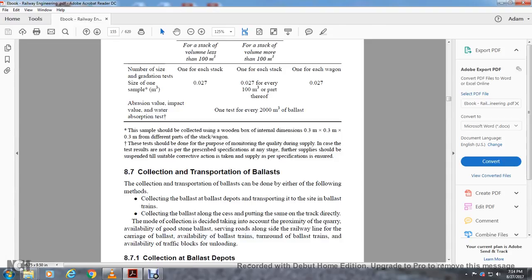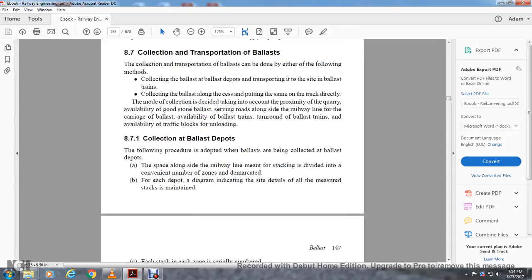The collection sites are selected taking into account the proximity of the quarry, the availability of good stone ballast, roads along the side of the railway line for carriage of the ballast, availability of ballast trains, turnaround of the ballast trains, and availability of traffic blocks for unloading.